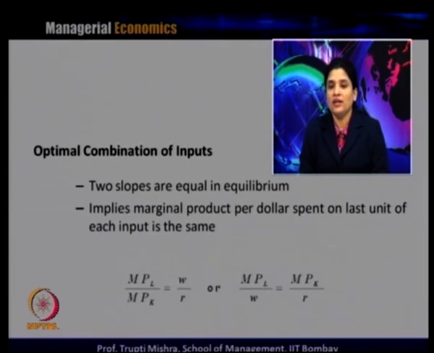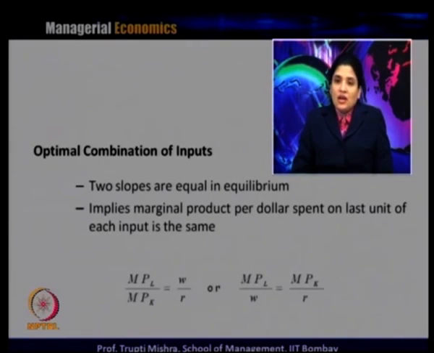If the equality is maintained, then we can say this is the optimal combination of inputs to produce a given level of output. So, what is the condition for this optimal combination of inputs? The two slopes are in equilibrium. Basically, the ratio of the marginal products of capital and labor should be equal to the input prices associated with capital and labor.